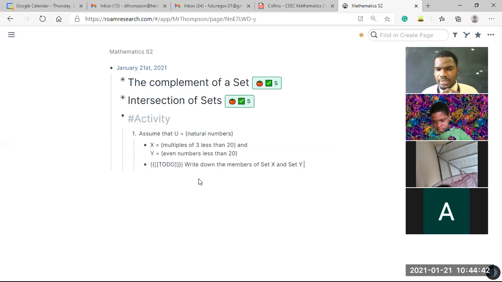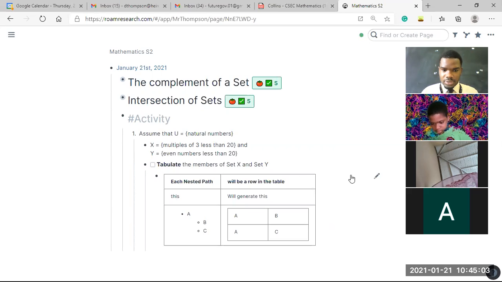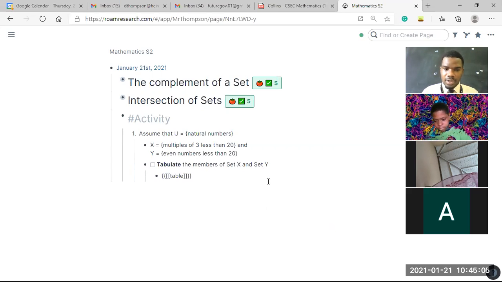But here's what I'm going to do, guys. I want to show you how they would typically ask you the question. So instead of saying write down, sometimes you would hear tabulate. It means the same thing. But tabulate now is going to ask you to put it in a table. So look at how you would put it in a table for me. You would go like this. Set X, set Y.